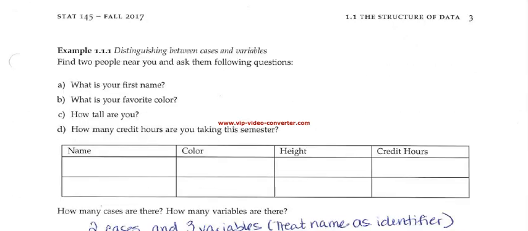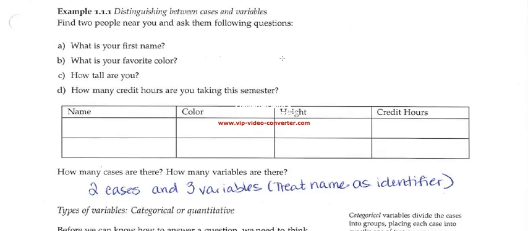So a really quick example I do in my face-to-face sections is have students ask two people near them their favorite color, how tall they are, and how many credits they're taking, and then they also jot down their name. And then we look at that little data set and look at a couple things, which is how many cases are there and how many variables are there. There are two cases because they've asked two individuals, so each individual in each row here would be a case.